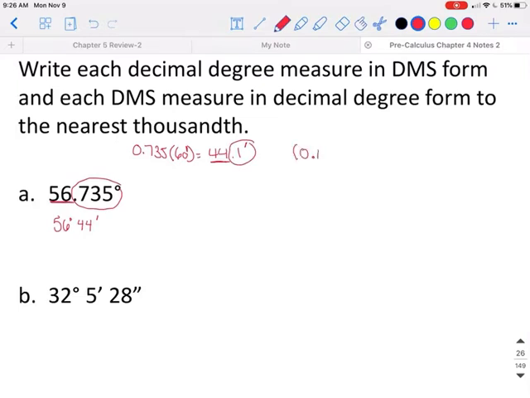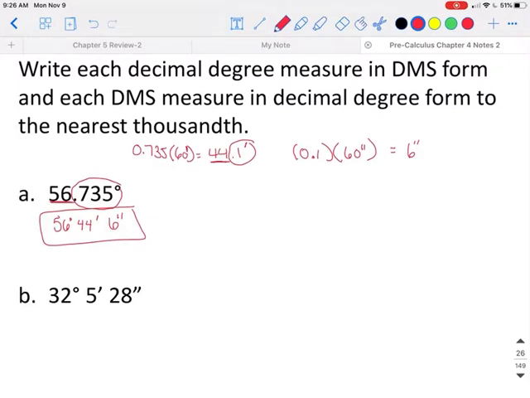Now we know there are 60 seconds in 1 minute. So if we multiply that 0.1 by 60, we will get that there are 6 seconds. So 56.735 degrees is equivalent to 56 degrees, 44 minutes, and 6 seconds.